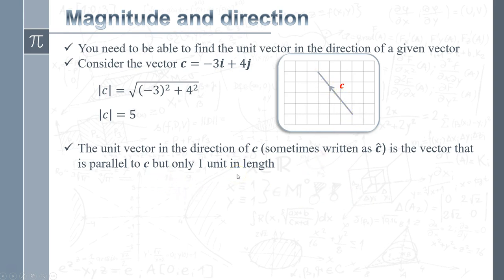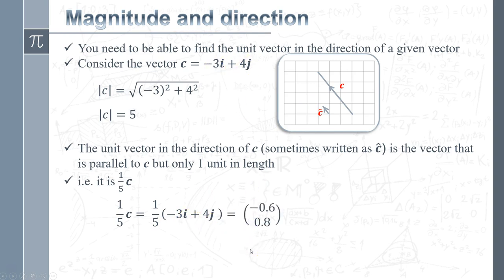So you can even remember that the unit vectors i and j are in the horizontal and vertical directions. This is exactly the same concept, but in a particular direction according to this vector here. So essentially, if we want something going in this direction, and we know that C is 5 units long, we're going to need 1/5 of C. So 1/5 of C is going to be 1/5 of minus 3i plus 4j, because that's what C is. So the unit vector itself, and I've written it in column form here, is going to be minus 0.6, positive 0.8.